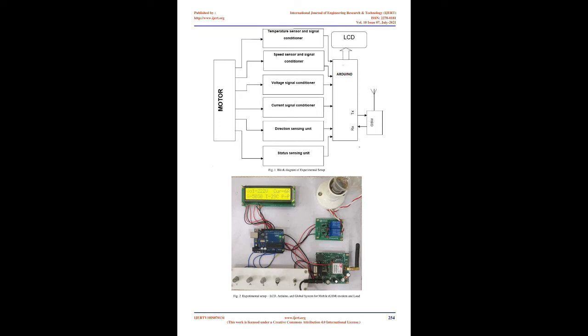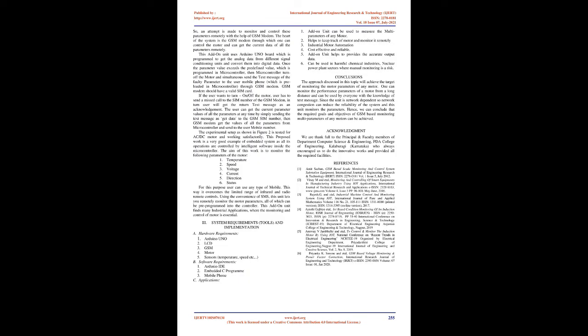If the user wants to turn on/off the motor, the user has to send a missed call to the SIM number of the GSM modem. In turn, the user will get a return text message as an acknowledgement. The user can get the current values of all the parameters at any time by simply sending the text message 'get data' to the GSM SIM number, then the GSM modem gets the values of all the parameters from the microcontroller and sends them to the user mobile number. The experimental setup as shown in Figure 2 is tested for AC/DC motor and working satisfactorily.